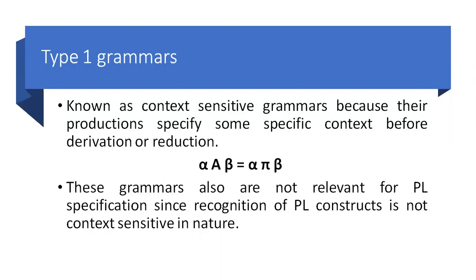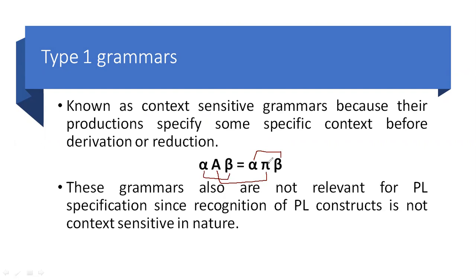Now here in type 1 grammar, this is also called context sensitive grammar because there is some context fixed for derivation or production. That means alpha, beta, if this is the context, then only A will be replaced by pi. So here is also a context, that alpha and beta are surrounding pi. So such a type of grammar is called context sensitive grammar.